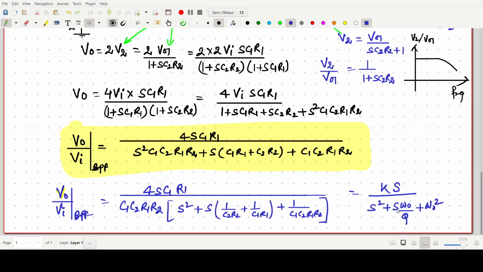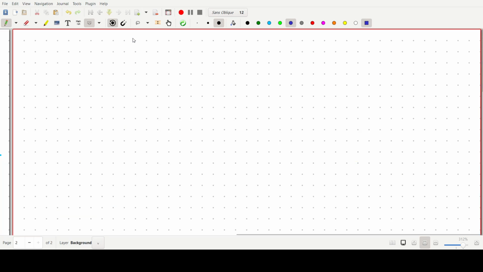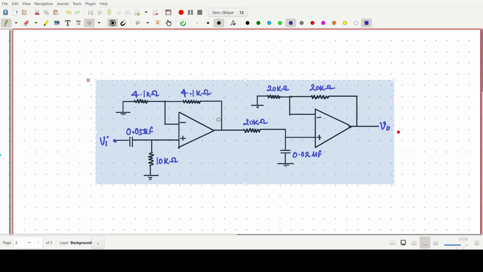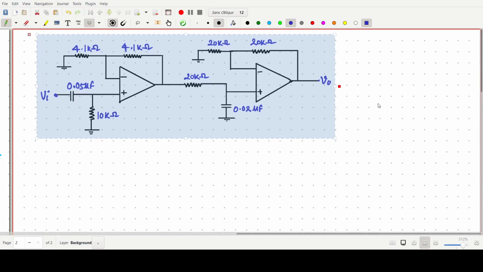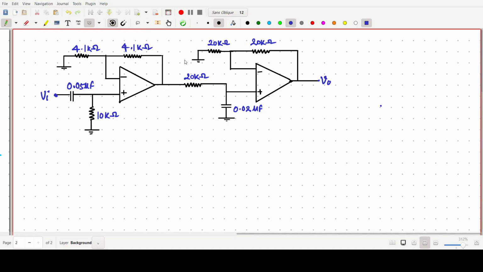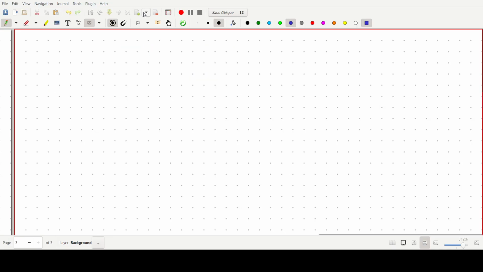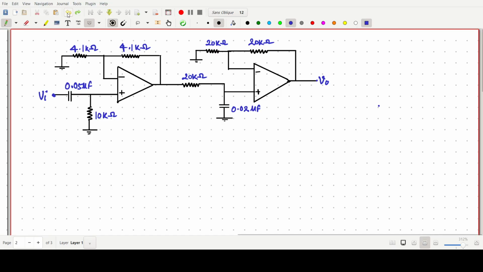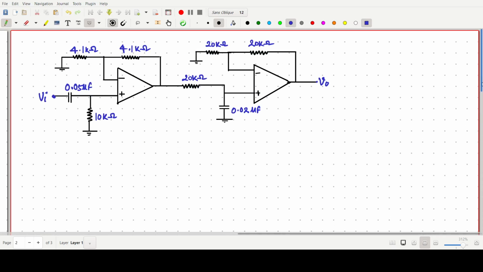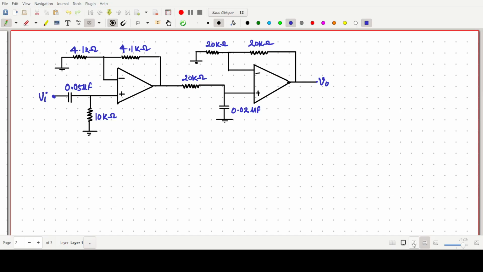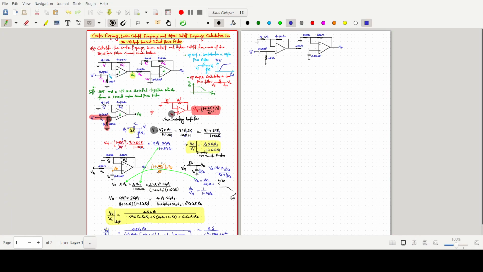Now we will think about all other frequency components. So I am going to the next page. So basically this one is the diagram. Let me go to the next page. See this one that we have found out.